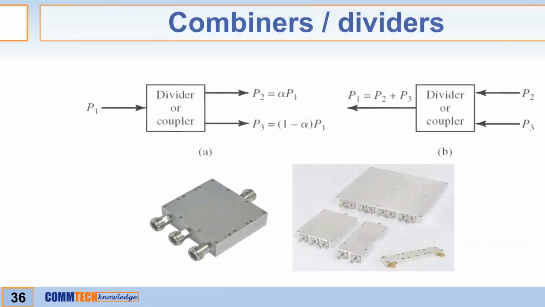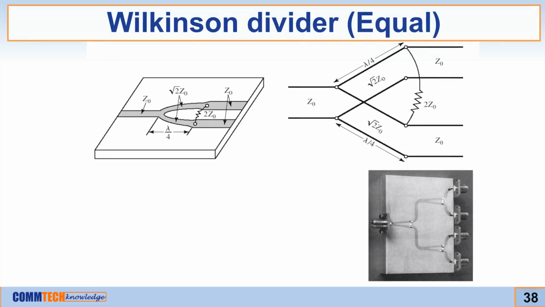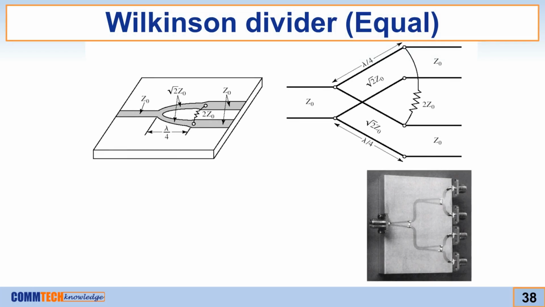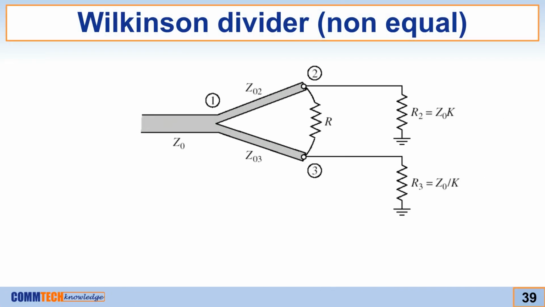Combiners and dividers are passive devices used to split or combine RF power. They are defined by how input power P1 is divided into outputs P2 and P3, or vice versa. The Wilkinson divider is a common type, often used for equal power division. For a two-way equal split, the output power P2 and P3 are equal to the input power P1 minus 3 decibels of loss. A non-equal Wilkinson divider splits power according to a desired ratio.